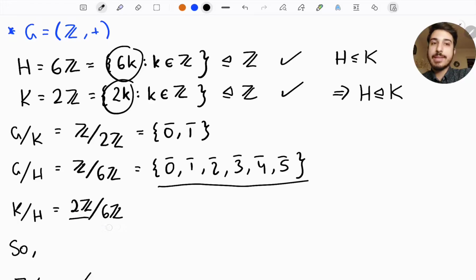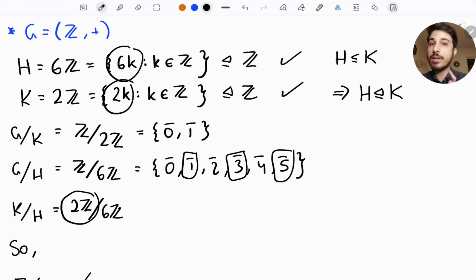In 2Z/6Z, I do not go through all of the integers. I only go through the even integers. So things like 1, 3, and 5 are not counted because they're not even. The only things that are counted are 0, 2, and 4. So this only gives me the classes 0, 2, and 4 modulo 6. Only 3 elements instead of 6.